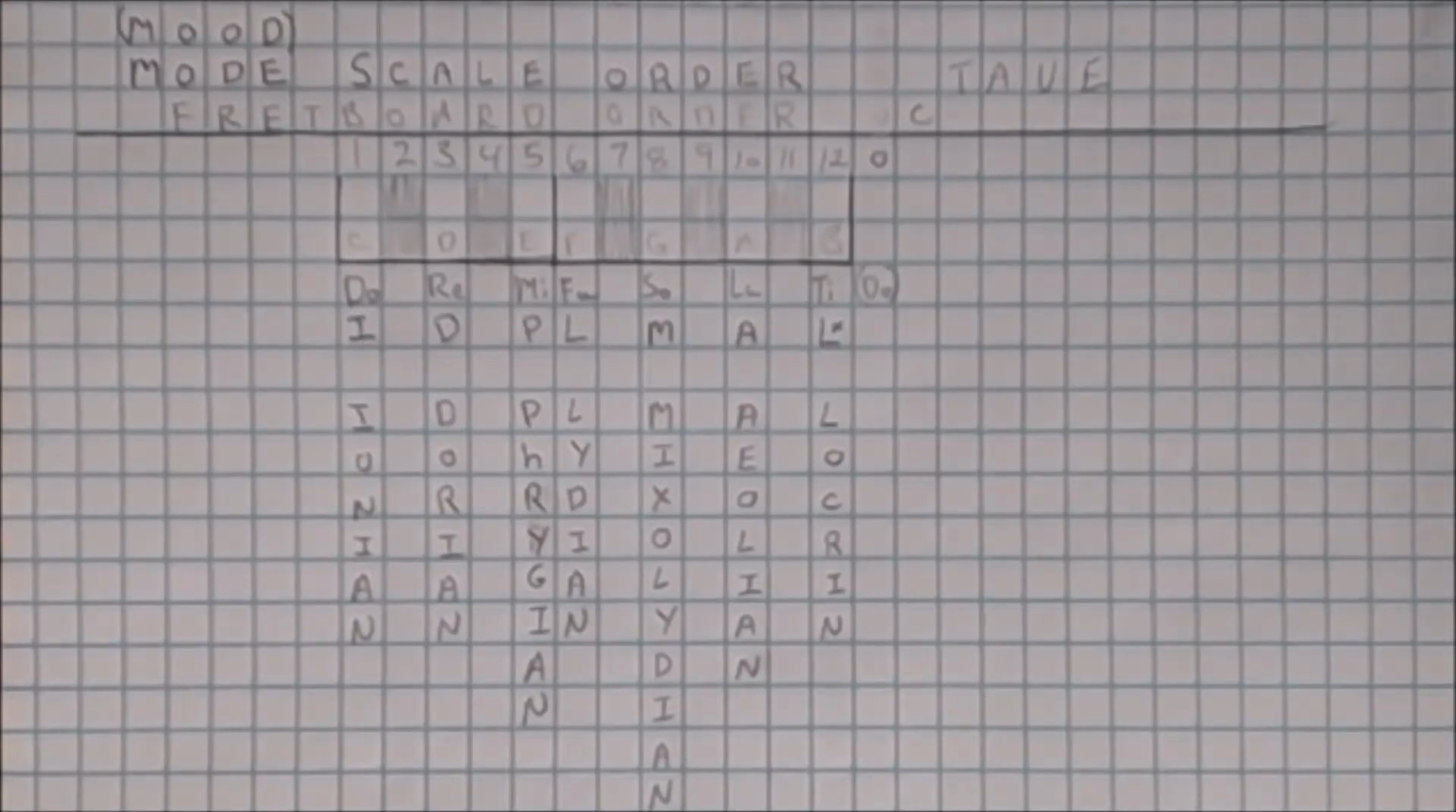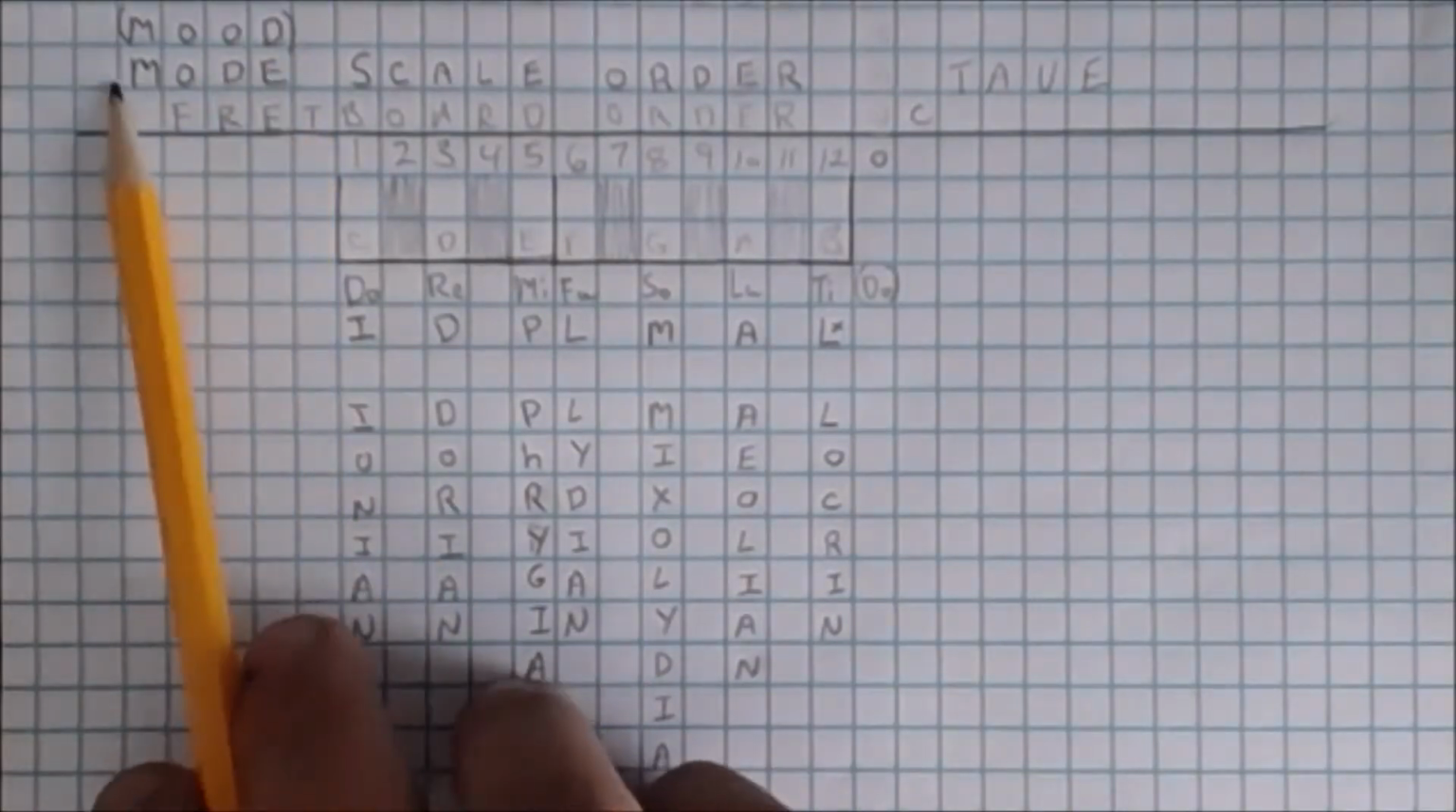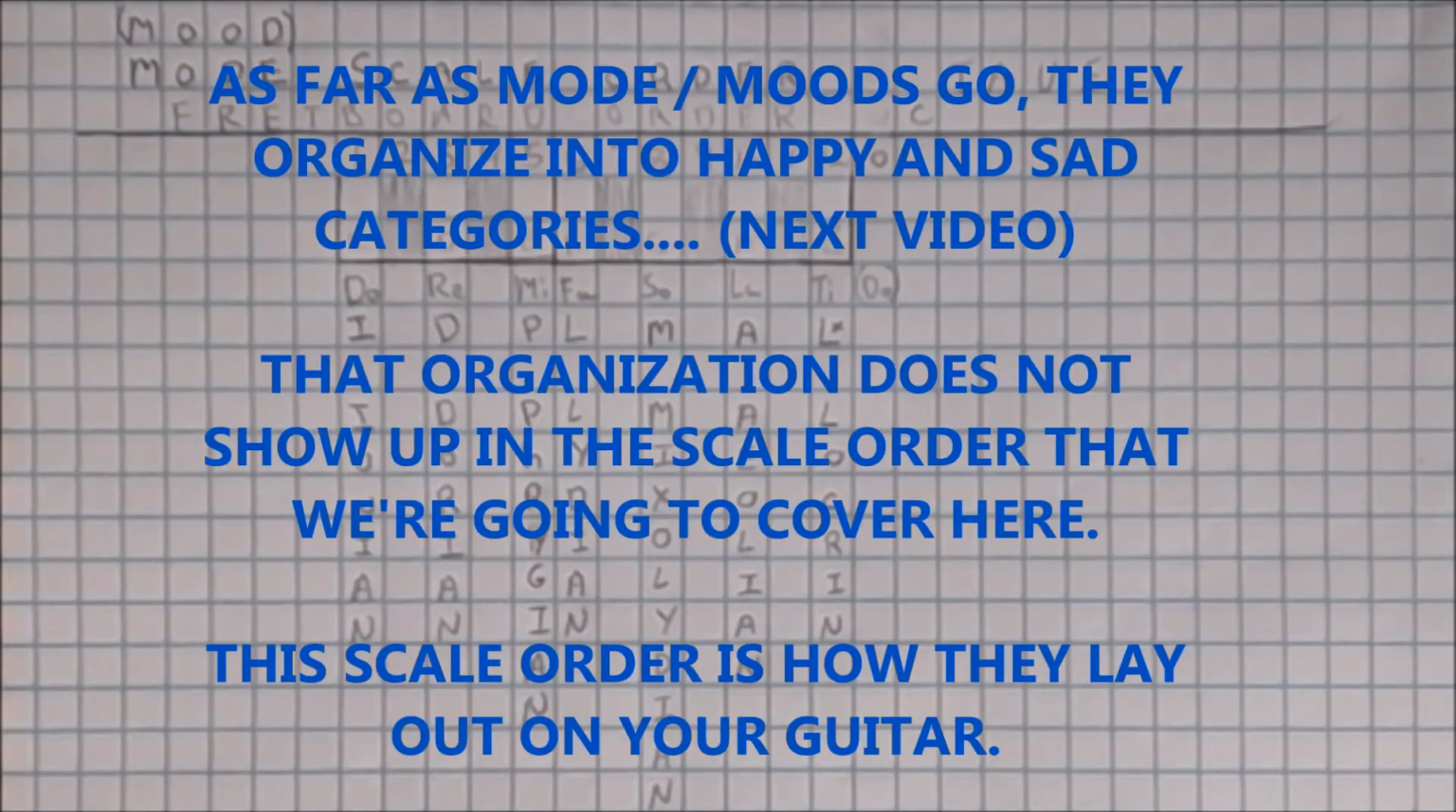Starting with my drawing here, we have the word mood over mode because that's what modes are. This is why you would want to know modes, because they are expressive. They take a regular scale and give you a bunch of emotional expressions, which we'll go over, the mood order of modes, in the fourth video, the video after this one. So right now it's the scale order of modes.